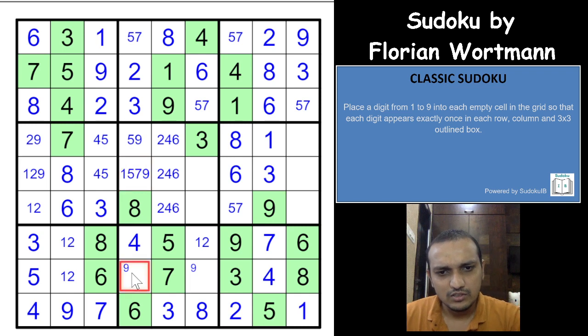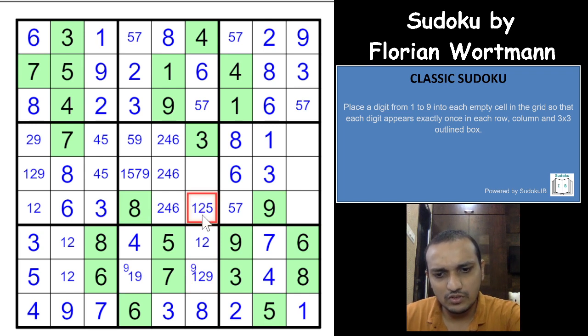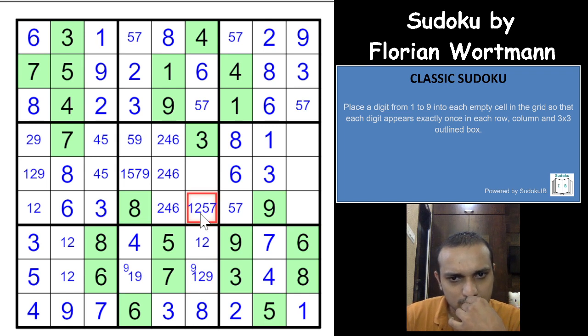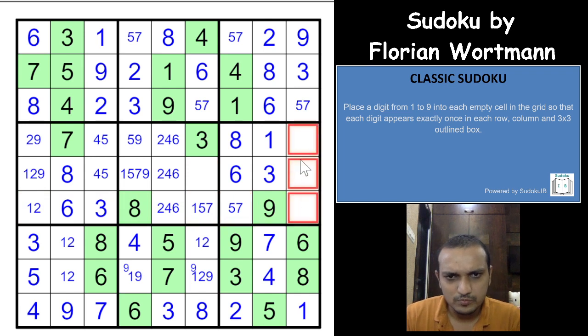3, 2, 8, 4, 6, 1, 5, 7 and 9, 1 7, so this is 5 and 9, 1 5 7 and 9, 7 5 1 and 9, this is 1 2 and 9, 1 2 5 7 and 9, 1 2 5 and 7. This can be anything. Oh, 2 would have to be in one of these two cells, so this cannot be a 2. Come on, there has to be something. 5 7 2 and 4.